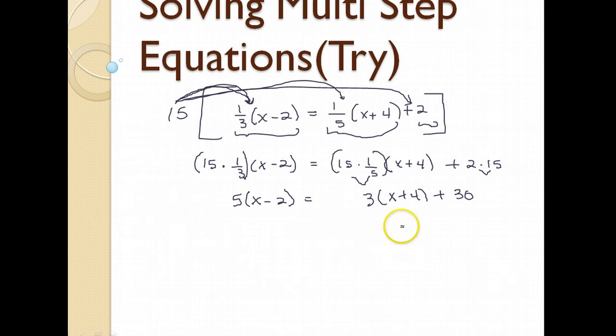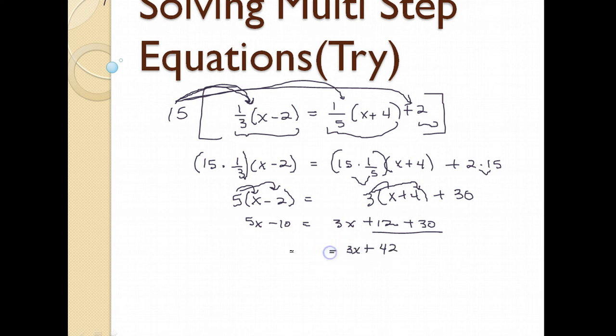Okay, so once I've gotten rid of my fraction, most of you are familiar with things like this. I'm going to distribute the 5 on the left. So this is 5x minus 10 equals, the close parentheses ends that one, 3x plus 12, the close parentheses ends it, and I'll drop down this plus 30. I'm going to combine like terms. This is 42 because they are on the same side of the equal sign, equals 5x minus 10.